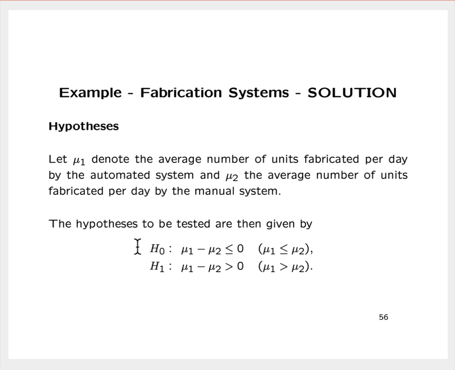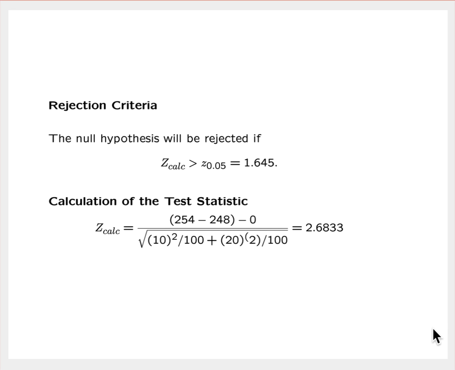The null hypothesis being that mu1 minus mu2 is less than or equal to 0. In other words, that mu1 is less than mu2, against the alternative hypothesis that mu1 minus mu2 is greater than 0. In other words, that mu1 is greater than mu2. Okay, so this is a right-tailed test, and we're performing this test at the 0.05 level of significance.